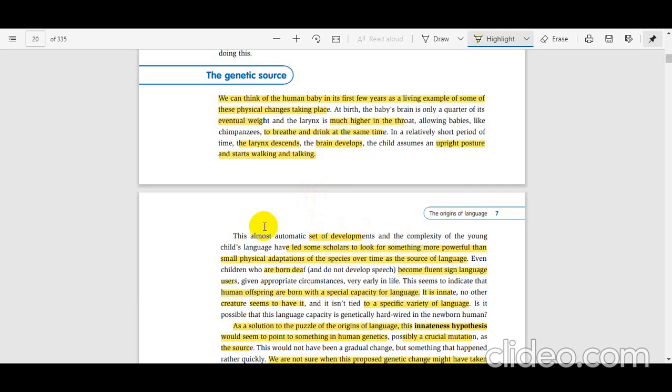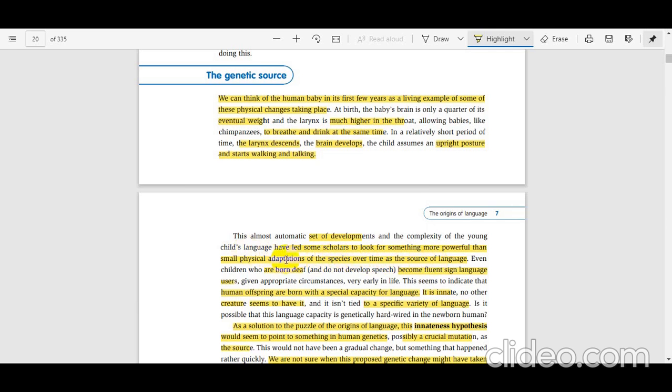have the complexity of the young child's language, and have led some scholars, you see here, to look for something more powerful than small physical adaptation. Now, the physical adaptation is not the end of the story, but we have something that is related to our genetics as humans. These genes enable the human to develop their own brain, which results in the development of speech. Physical adaptation of the species over time as the source of language.